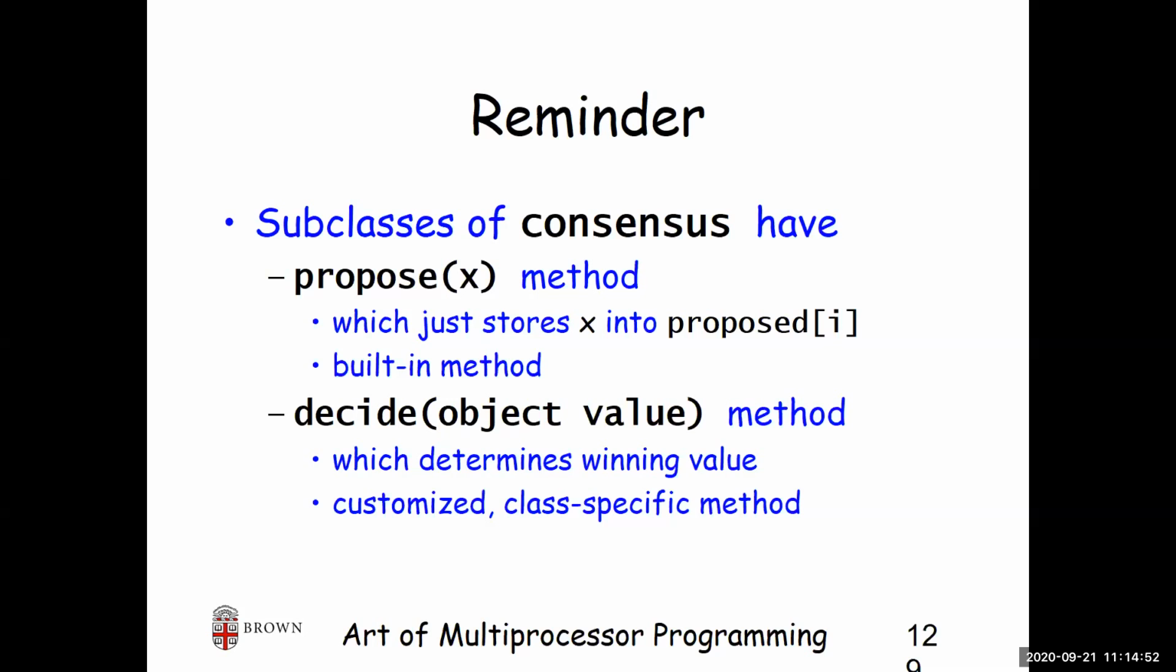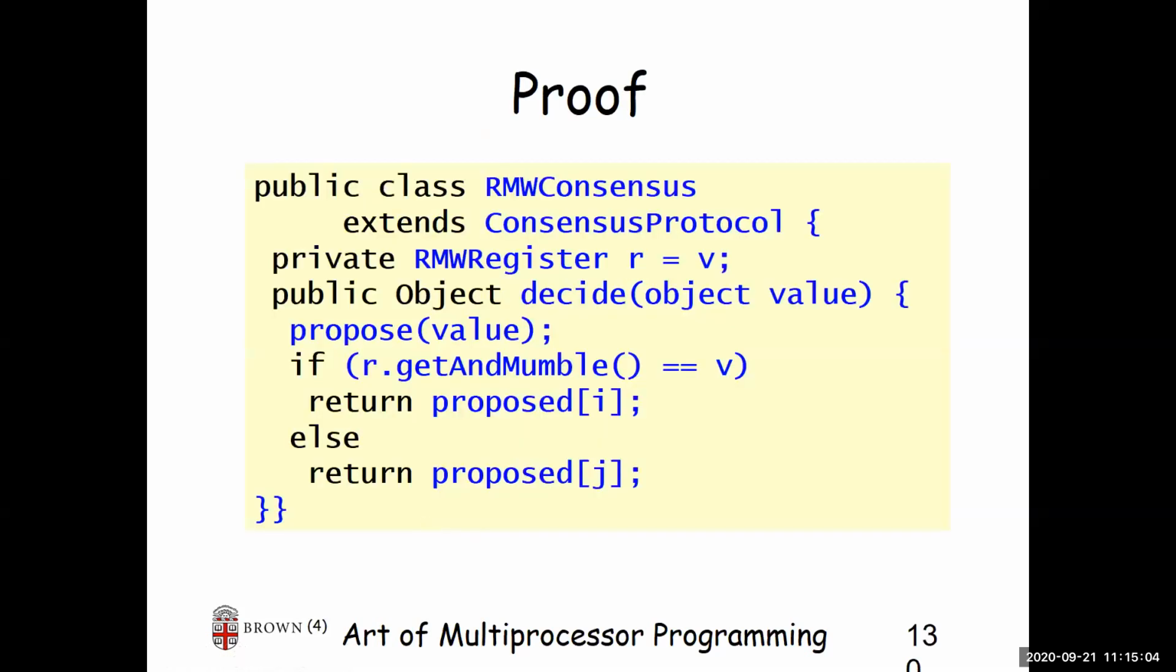Subclasses of consensus have a propose method which just stores x into proposed[i], and then the decide method which determines the winning value, and it's customized and class specific. So we're going to implement our consensus object this way. We're going to have a decide method. We're going to propose our value, and then we're going to call r.getAndMumble, and if it's equal to v, then we're going to return our proposed value, and otherwise we're going to return the other thread's proposed value.